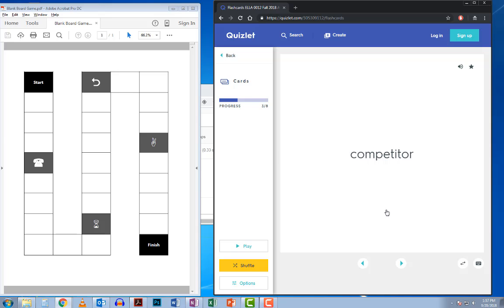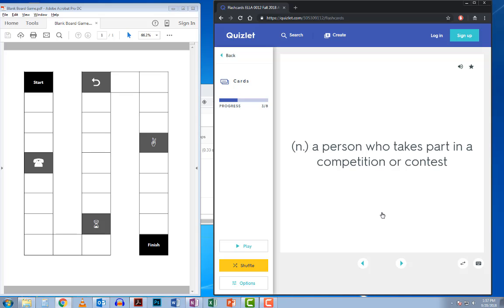Now, the key to this, of course, is having enough questions. So you can also combine sets. Quizlet allows you to combine sets together to create a mega set, if you wanted to put it that way, of questions that they can revise. Or you can, again, like I said, create your own question and answer sets that you want to do.